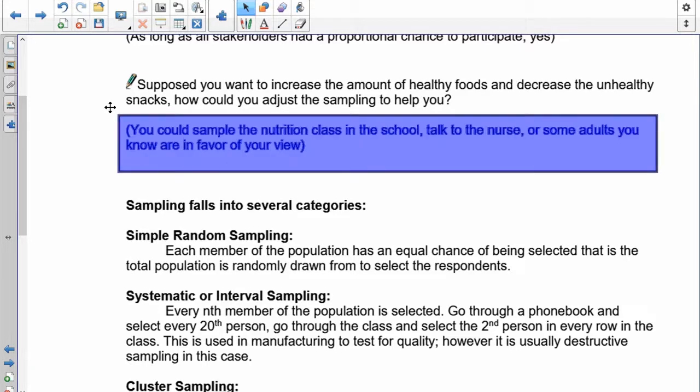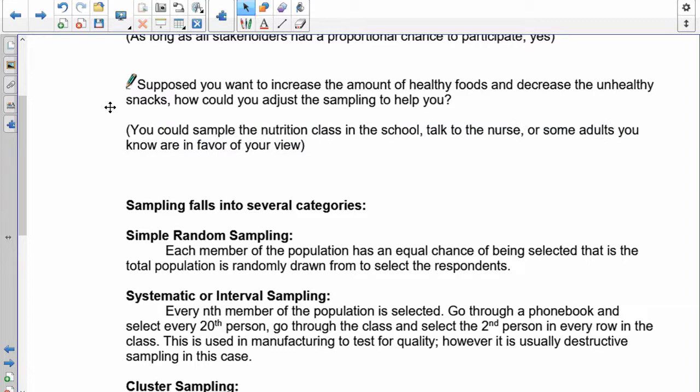All right. If you want to have healthy food, you'd have to probably find somebody who is interested in nutrition. So if there's a nutrition class, and there would be because there's 3,300 students, or you could talk to the school nurse, or you could talk to some adults you know who are in favor. You could talk to some of the people who are in charge of the cafeteria, possibly some of the chefs, anything like that, which would result in you getting a we need more healthy foods result.